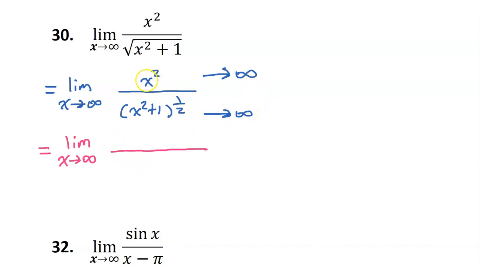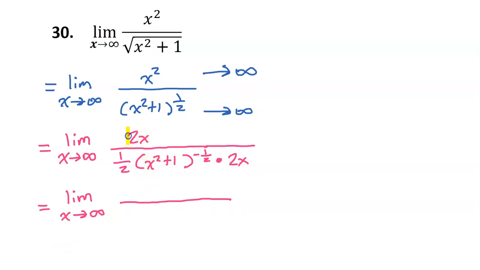Let's take the derivative of the numerator and the denominator. The derivative of x squared is 2x. I will have to do the chain rule in the denominator. So, according to the power rule, I'm going to move that 1/2 to the front. I will subtract 1 from the exponent, so I get negative 1/2. Inside, I still have the x squared plus 1, but I have to multiply by the derivative of the inner function. The derivative of this is 2x.